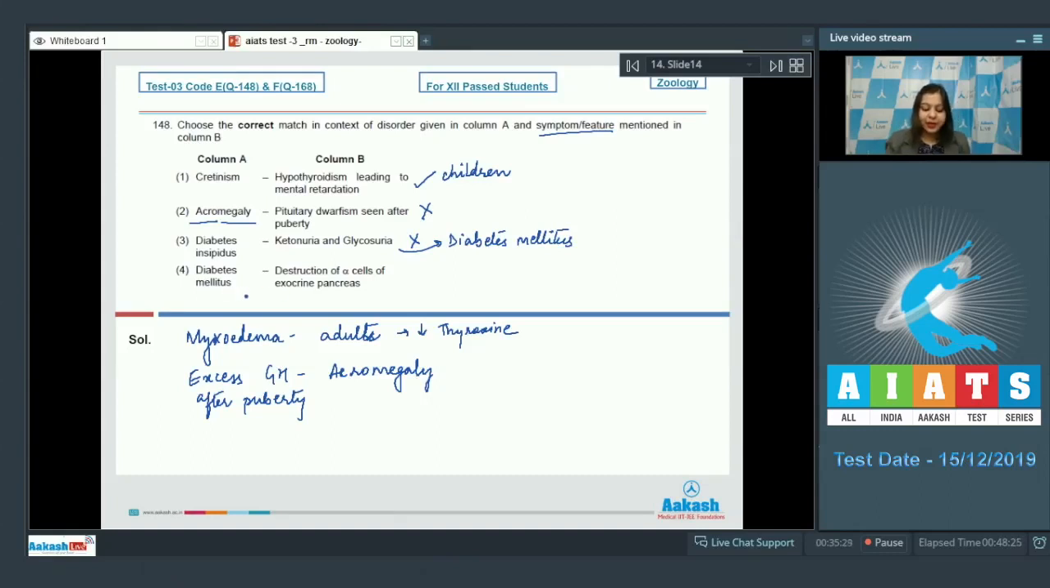Number 4, diabetes mellitus. The feature is that there is destruction of alpha cells of exocrine pancreas. This is also incorrect as diabetes mellitus occurs due to deficiency of insulin, which is secreted by beta cells of the endocrine part of pancreas. The exocrine part of pancreas secretes pancreatic juice, which participates in digestion. So the correct match is option number 1. So the correct answer becomes option number 1, that is cretinism. Let us see the next question, students.